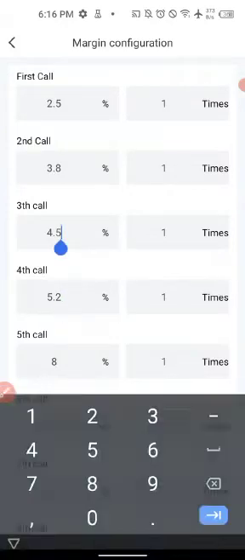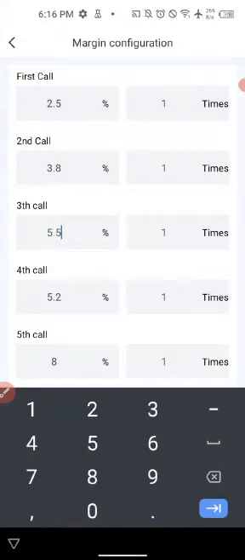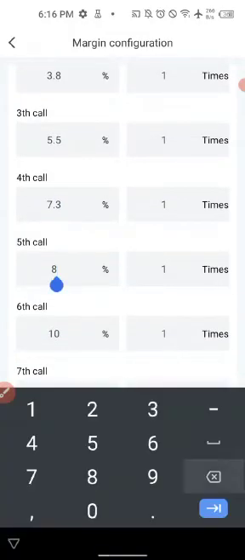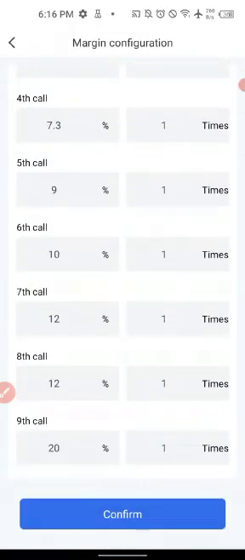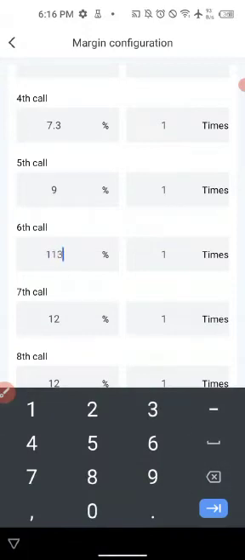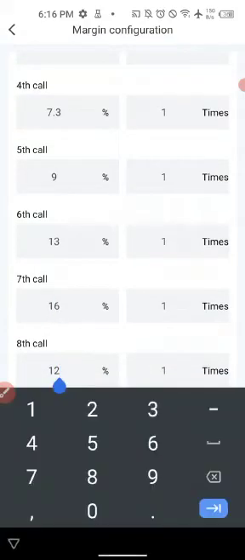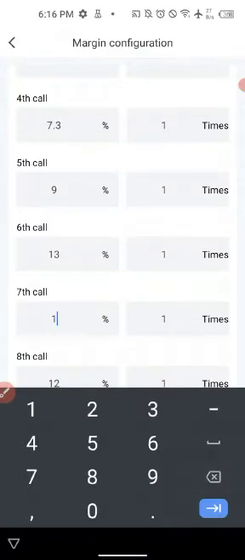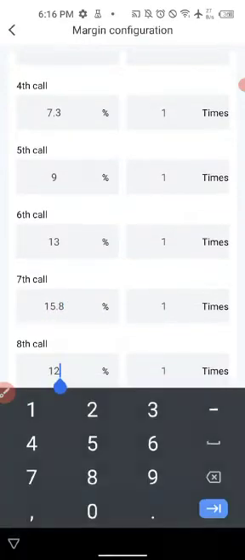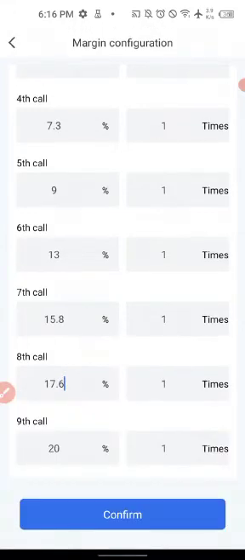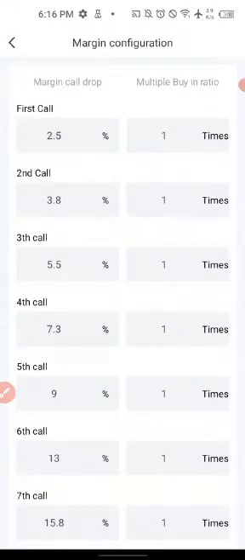So this is 3.8. I need about 5.5. Here will be about 7.3. Here would be 9. And here will be 13. Here would be 16. Okay, this is the 15.8. Here would be 17.6. So this is it. This is what we have here right now.